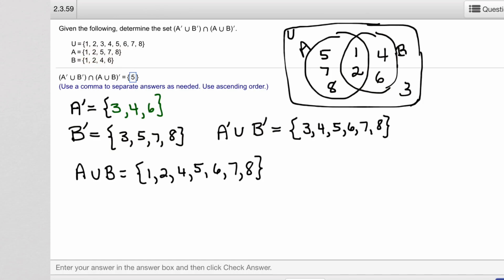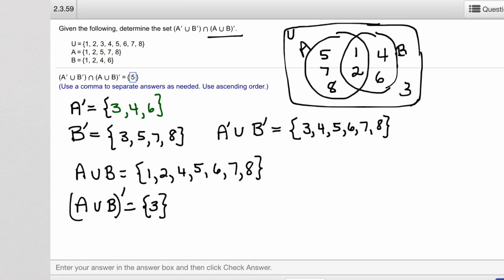Except for one element, and that's the number 3. That's the only number that doesn't fall into either of these two sets, which is handy because the next thing we're going to do is find A union B prime. So we say, what is the opposite of A union B? What is the complement? What elements are in the universal set but not in A union B? And that's just that one element, 3.